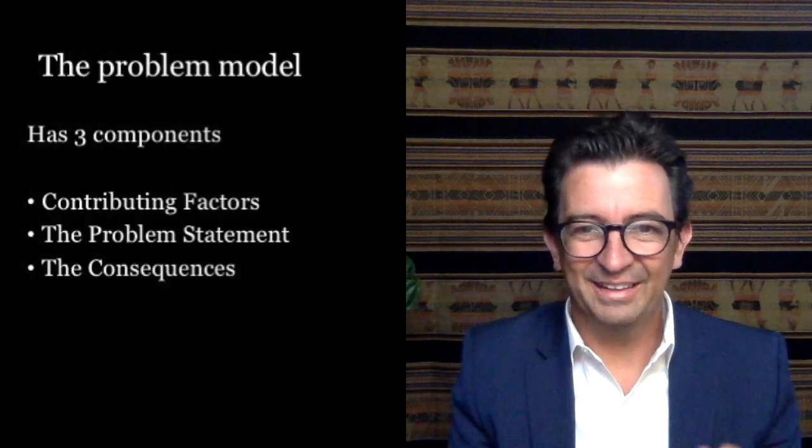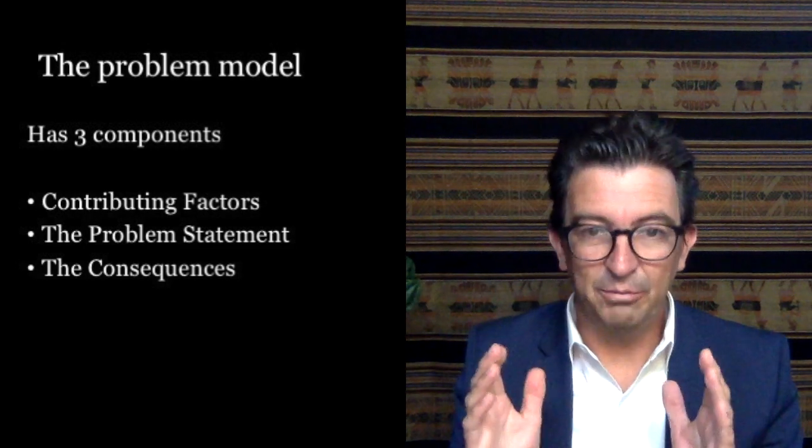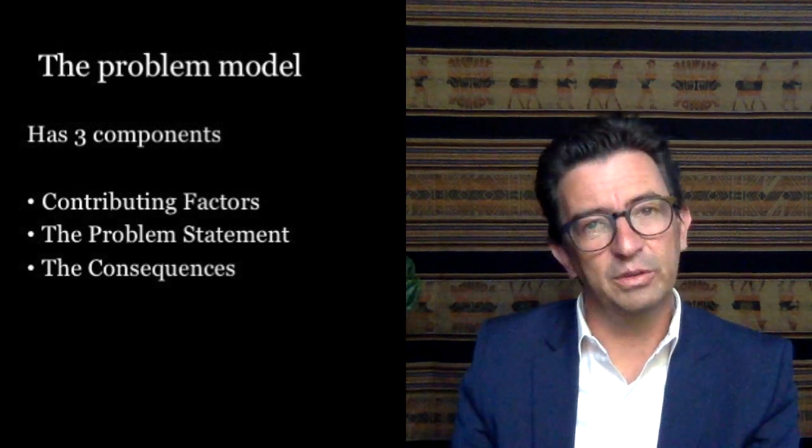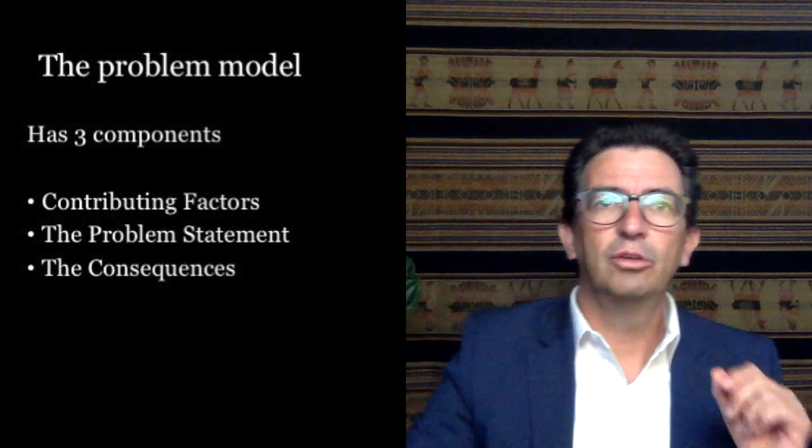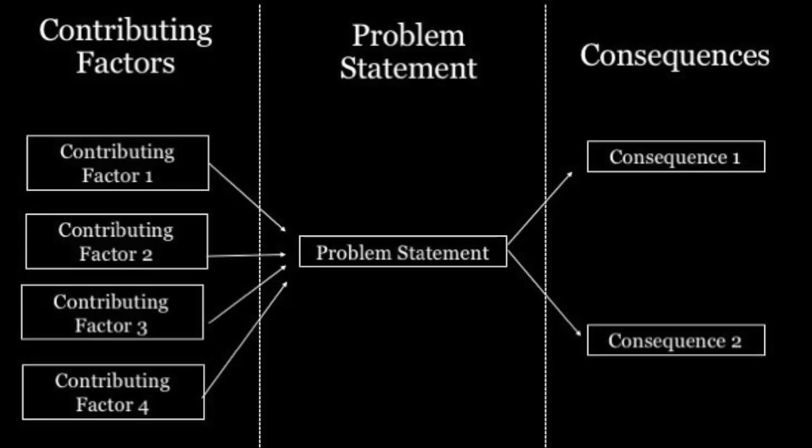The problem model has three components. It has the contributing factors, the problem statement, and the consequences. It helps to summarize your problem model in a graphic where you have the problem statement in the middle, the contributing factors to one side, usually the left side, and then the consequences of inaction. What happens when we do not solve the problem or when we do not address the problem?